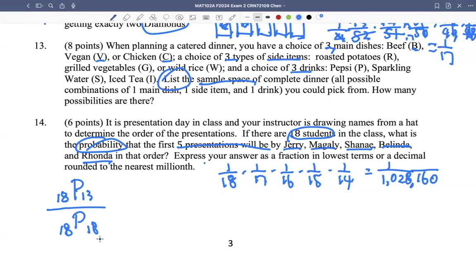So this is the sample space: how many possibilities to arrange these 18 students to present. Now the numerator is saying, fix the 5 people already chosen, so we only have to permute the rest of the 13 of them. If we do this calculation, we still get the same answer. This is just another way to think about it, but the easy way of thinking of it is just this one: how many possibilities to choose the first 5 people.